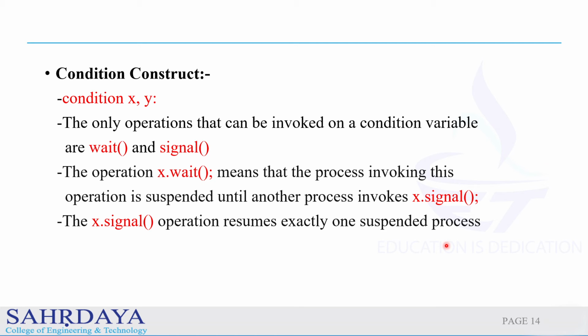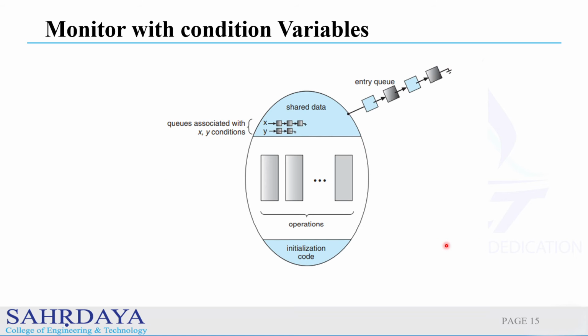So suppose a process wants to invoke wait, and it sees that another process is already using it, then it will have to be in line or queue until this process finishes, so the next process can access it. Now this monitor with condition variables. Condition variables means what I said before, x and y. Again, the entry queue is where processes trying to access these procedures to access shared data wait, and these are the queues associated with x and y. So basically it's the same thing, but we just add the condition construct x and y.